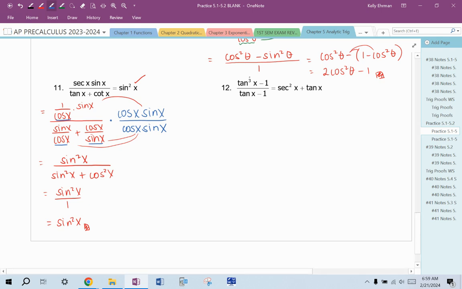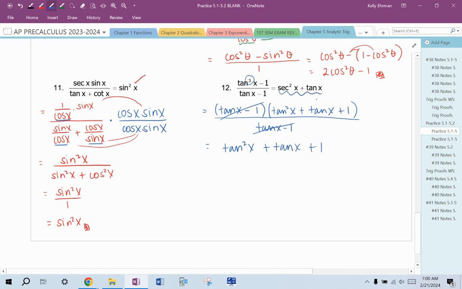Okay, last one. I see something cubed. I see something to the fourth. I know that factoring in some way should be involved. So tangent to the third, x minus 1, means I should be using our difference of cubes factoring formula, the SOAP formula. It's going to be tangent x minus 1, and then tangent squared x plus tangent x plus 1 over tangent x minus 1. So the tangent x minus 1's cancel. And then tangent squared x plus tangent x plus 1.